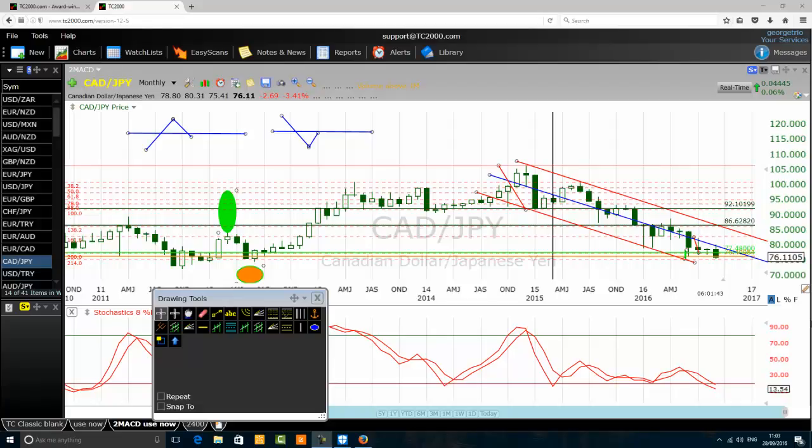Good morning, traders. Today we want to discuss a better way to trade the Fibonacci extension price target levels like a pro. All right, I'm on the monthly chart of the Canadian dollar, Japanese yen.